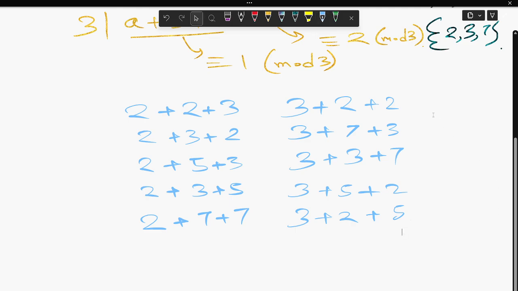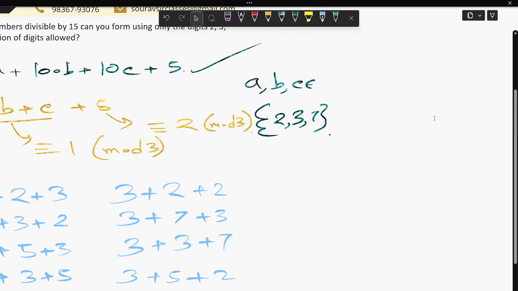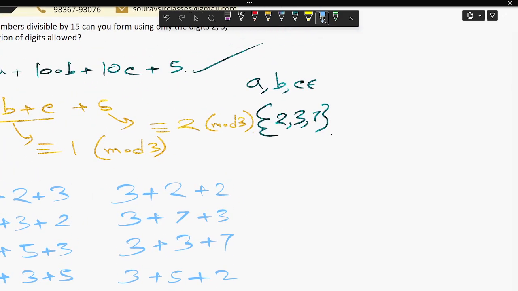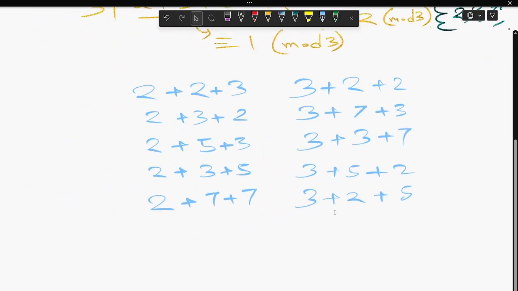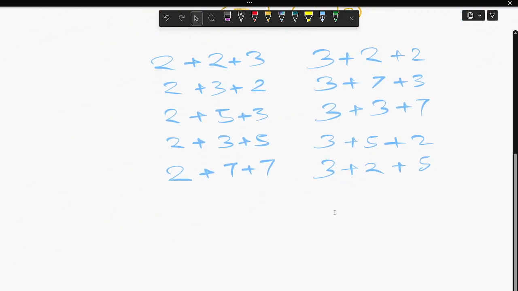Rather, we can take this in the form which is our. We know that our 7 is 1 modulo 3. So if we take it as 1, then I think that will be easier to see. And our 5 is 2 mod 3. Okay. So we got 10 cases from here.